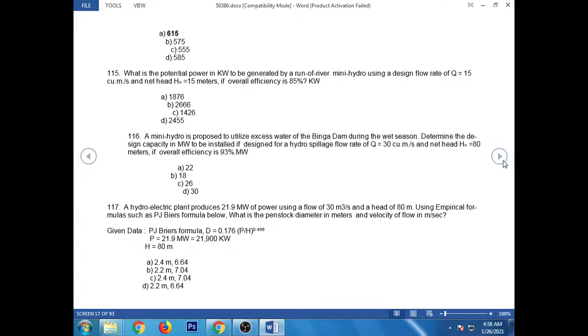a head of 80 meter using empirical formula such as PJ Beer's formula below. What is the penstock diameter in meters and velocity of flow in meter per second? PJ Beer's formula is D equals 0.176 P H to the power of 0.466. P equals 21.9 megawatt, equal to 21,900 kilowatt. H equals 80 meter. No answer key.